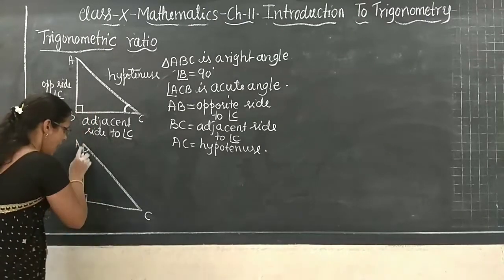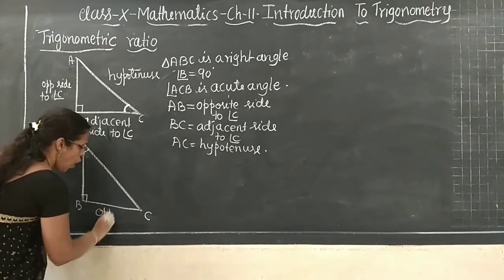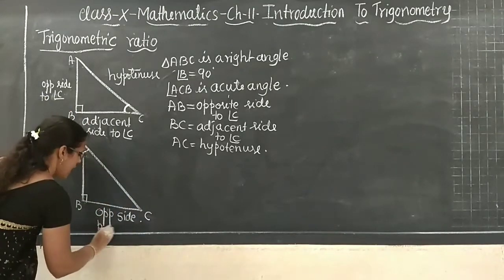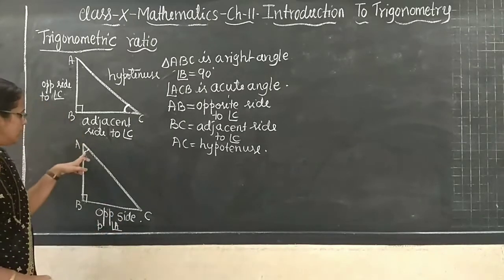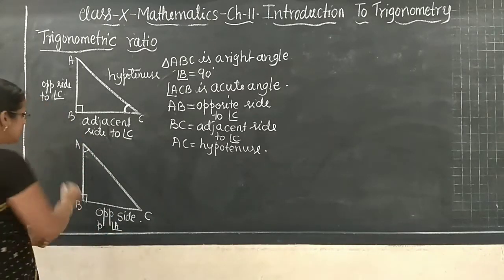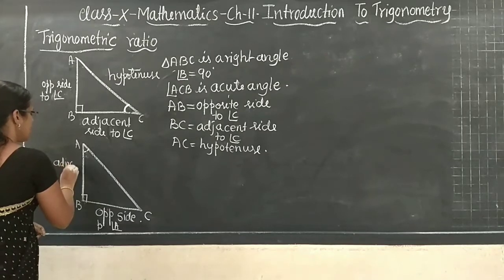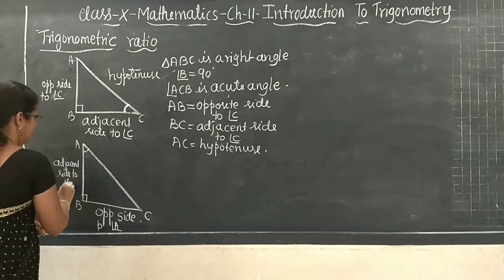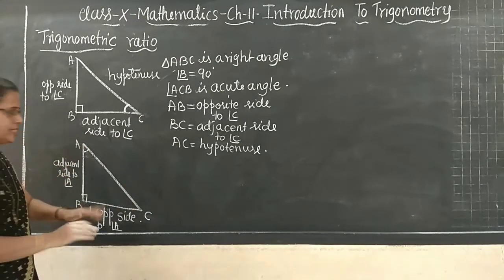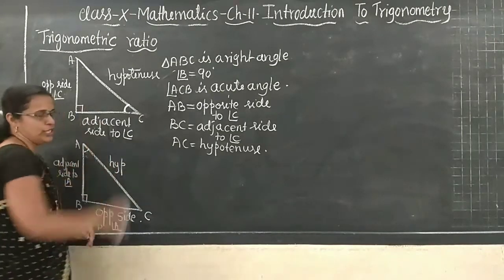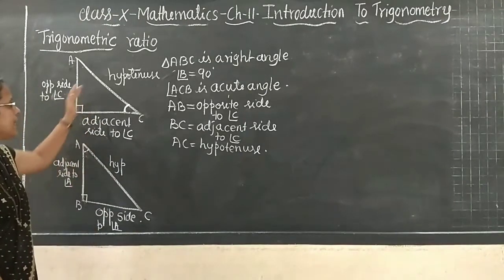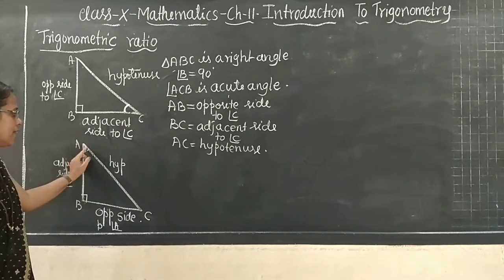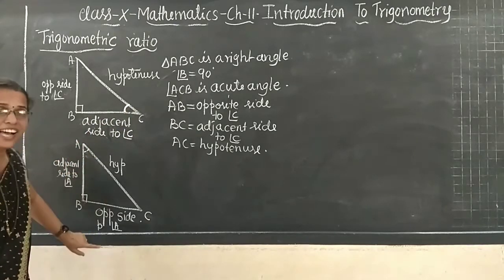Okay, children. So now angle A front side is called as opposite side. Opposite side to angle A. Then this side is called as adjacent side. Adjacent side to angle A. Then what is this? This is hypotenuse. Okay, children, the cases are different. This is with respect to angle C. This is with respect to angle A. With respect to that, the sides will change.